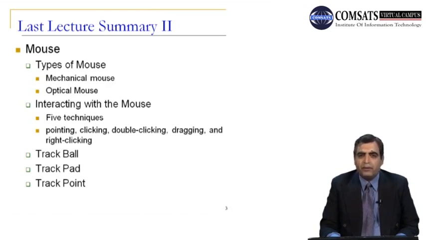The mechanical mouse uses a ball, and the ball is moved around with the hand on the table, and the movement of the ball sends signals to the computer, and the computer interprets them and passes them on to the display. In the optical mouse, an LED and prism are used to detect the motion of the mouse, and then it sends signals. Then we discussed the interaction with the mouse, and we discussed in detail the five techniques: pointing, clicking, double clicking, dragging, and right clicking.